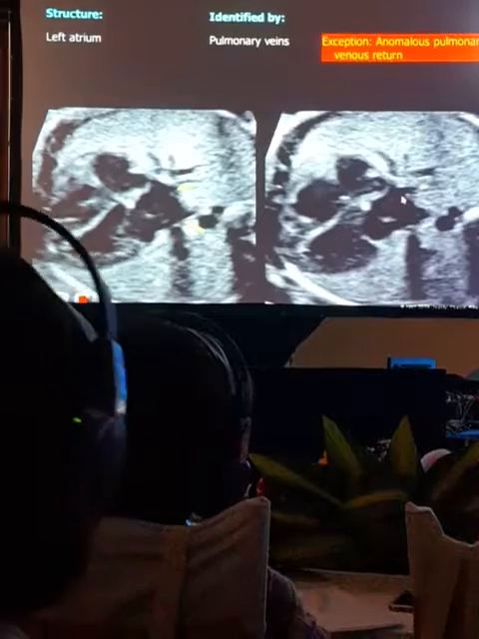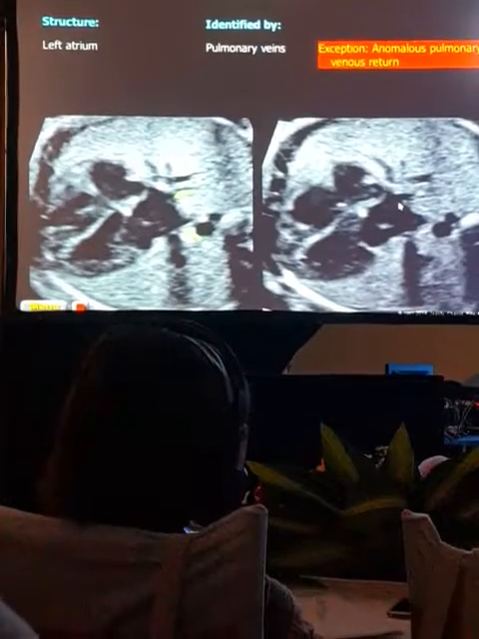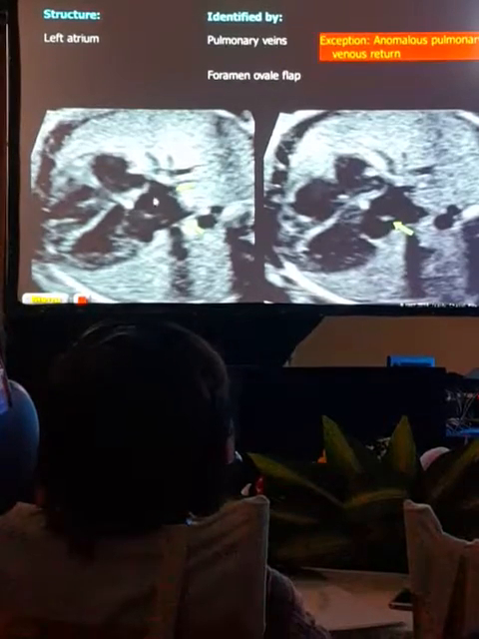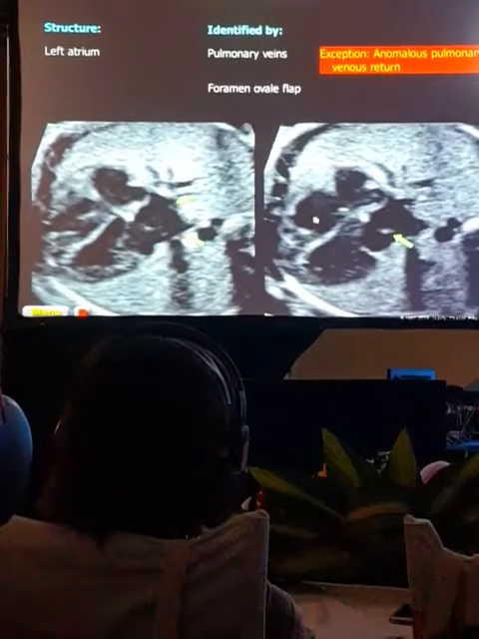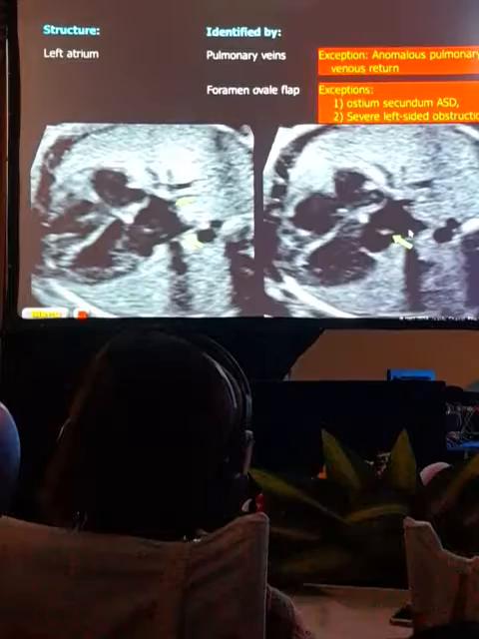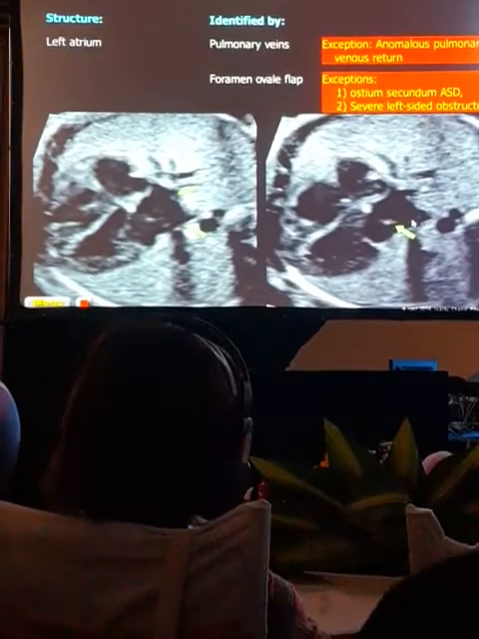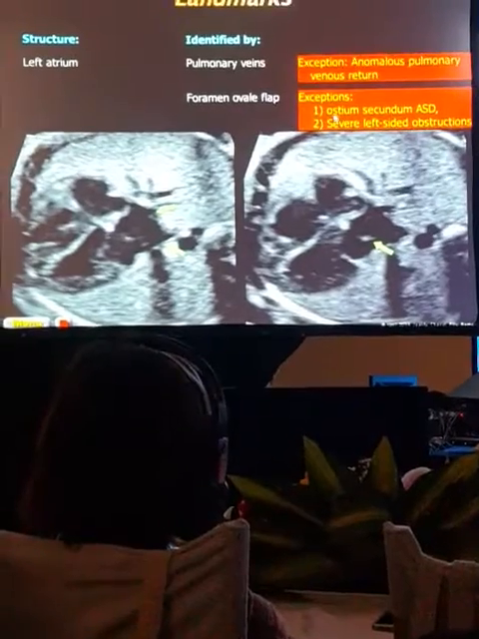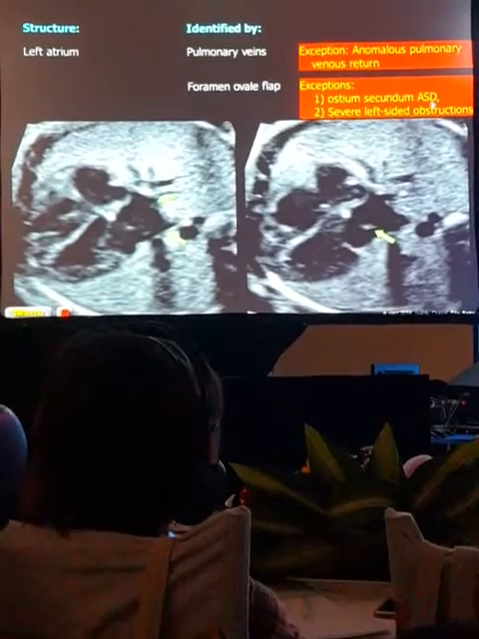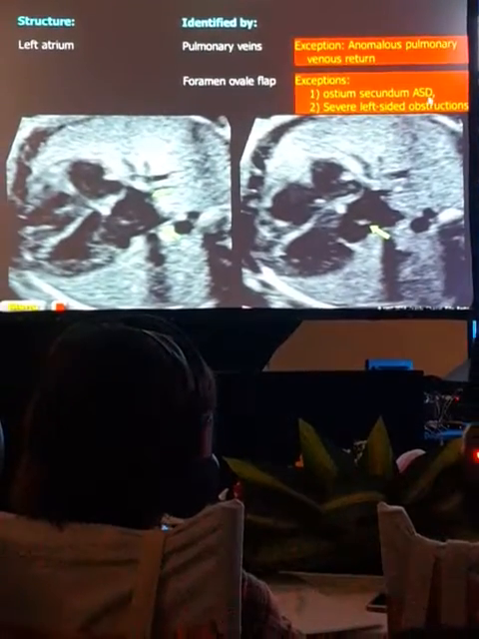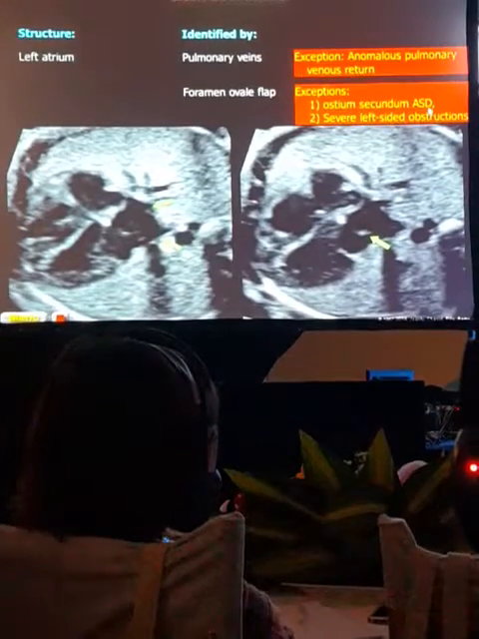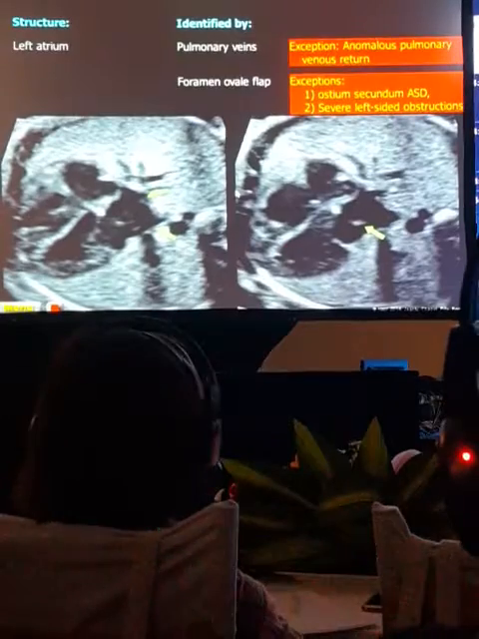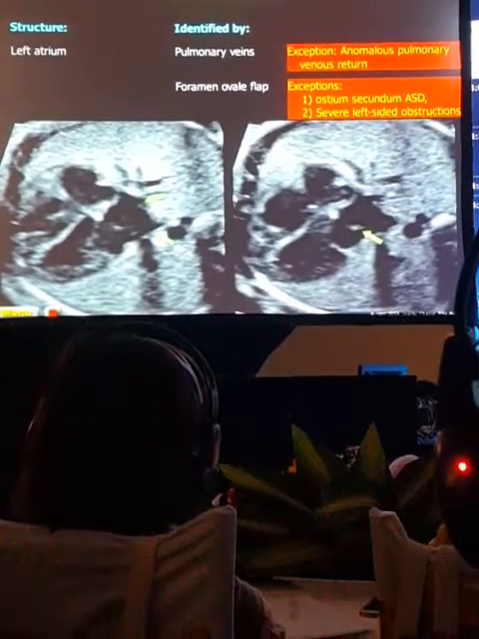The next thing you can identify the left atrium is that the foramen ovale flap, this little thin line here, is in the left atrium. And that's always true unless two things happen. Either you have an ostium secundum atrial septal defect, and we'll talk about that tomorrow. In an ostium secundum atrial septal defect, this flap is missing. That's how you get the diagnosis.